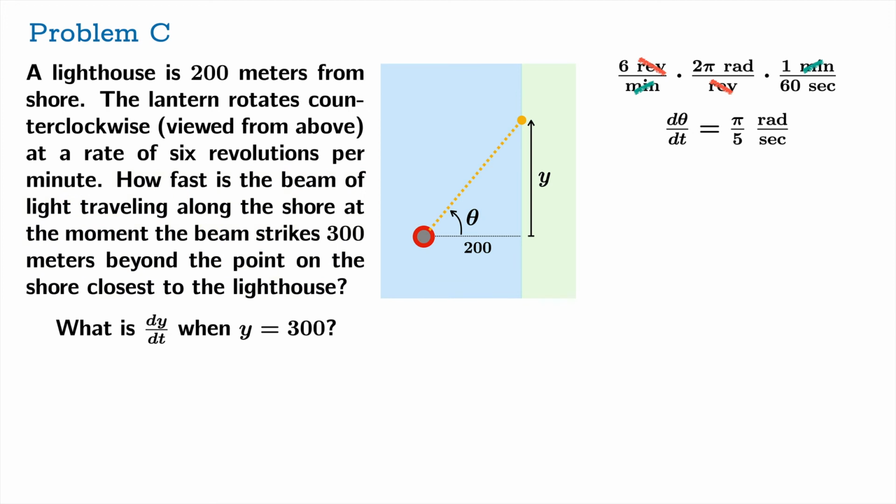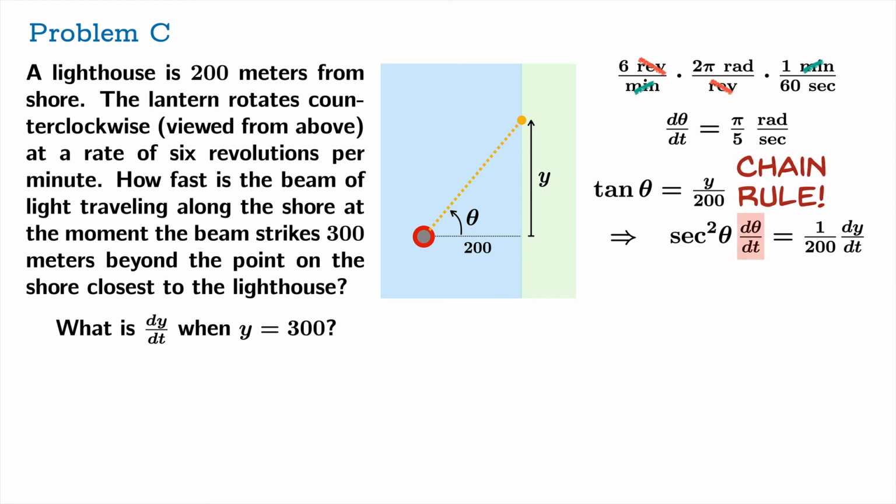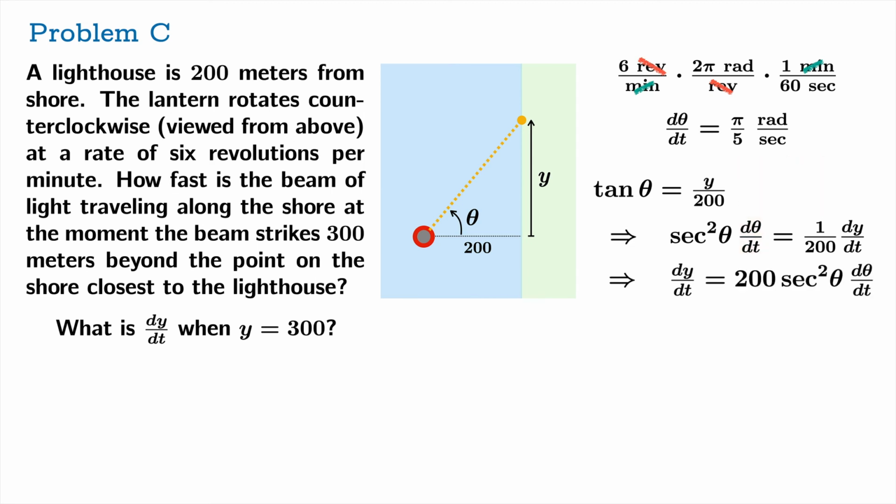We can read off from our diagram a very elegant relationship between y and theta. Tangent of theta is equal to y over 200. And therefore, when we take the derivative, secant squared theta d theta dt equals 1 over 200 dy dt. Please don't forget, here's a possibly subtle application of the chain rule. Theta's a function of t implicitly, so we need to multiply by d theta dt to apply the chain rule here. And we solve for dy dt: 200 secant squared theta d theta dt.